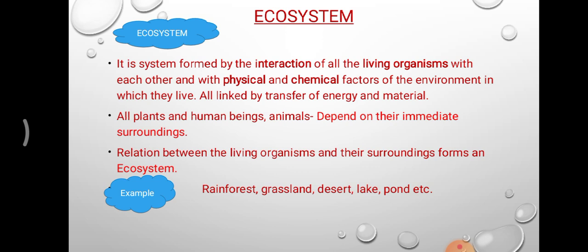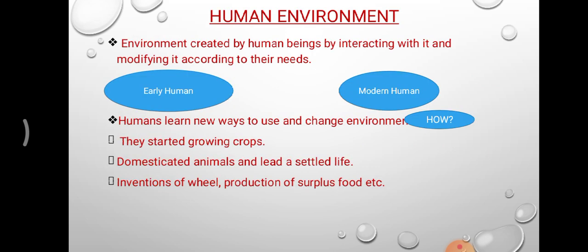Examples of ecosystems are rainforest, grassland, desert, lake, pond, etc. Human environment: the environment created by human beings by interacting with it and modifying it according to their needs. Early human, modern human.